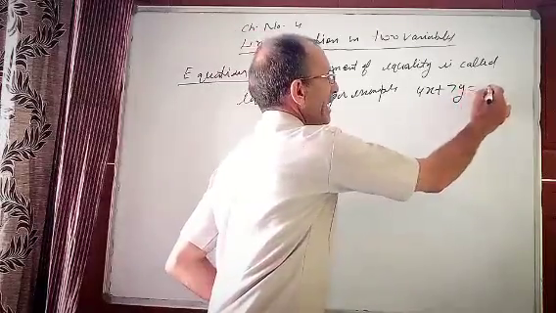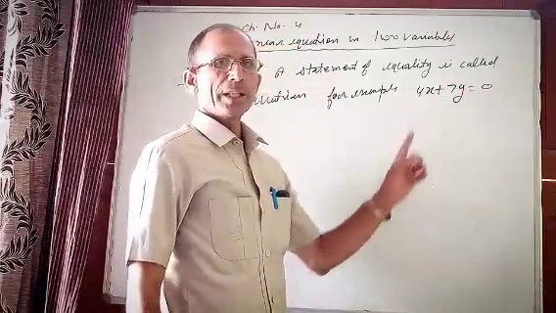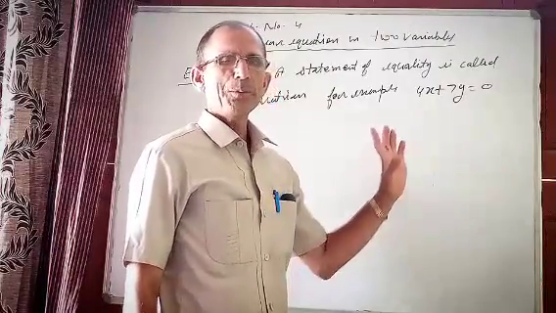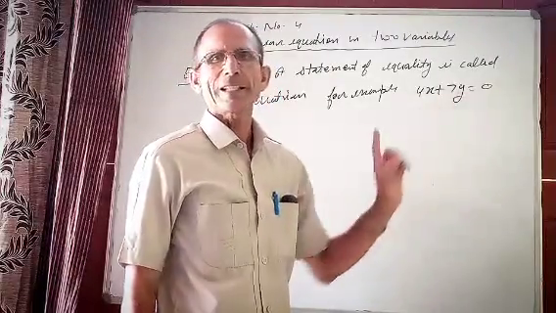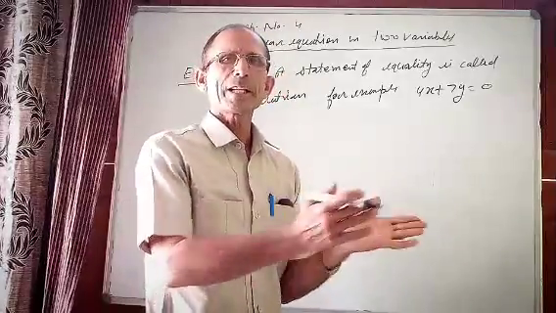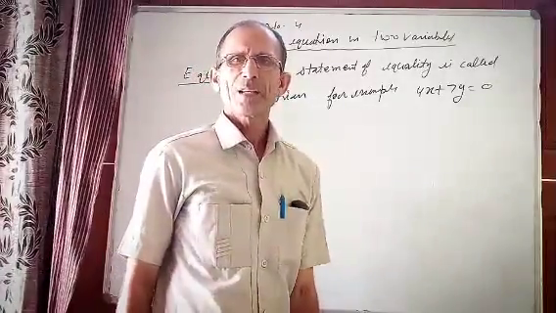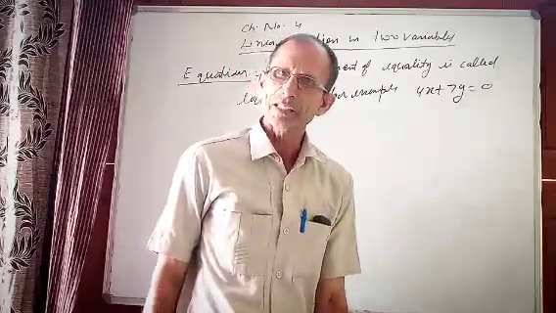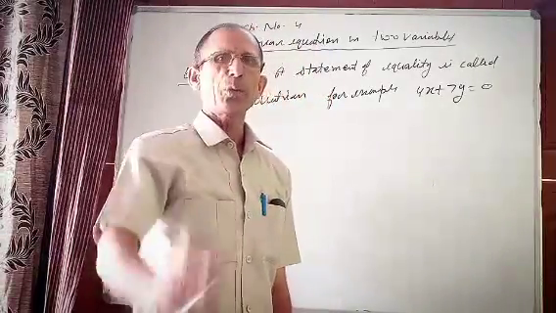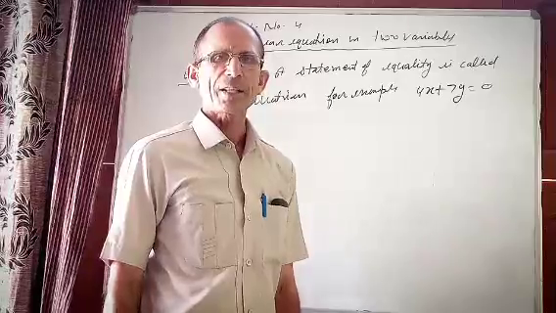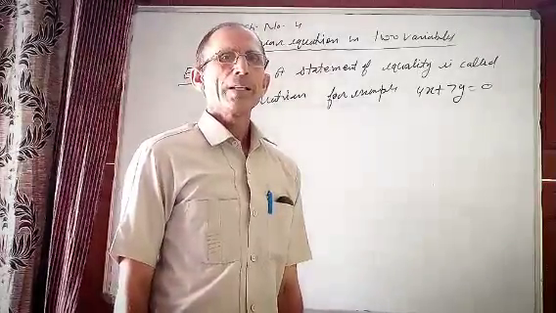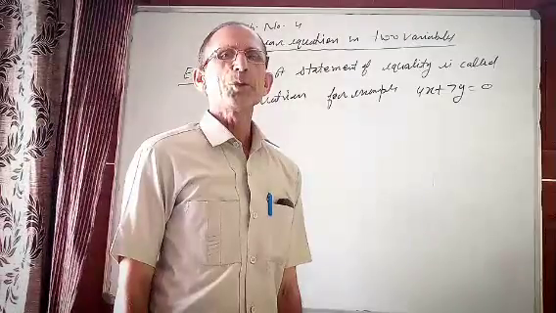So if I write 0 here, there are some values of x and y. After putting these values, we will get left side 0 on the right side. Then we can say this is an equation. I hope you have understood what an equation is. A statement of equality is called an equation. So in this chapter we will discuss linear equations in two variables.